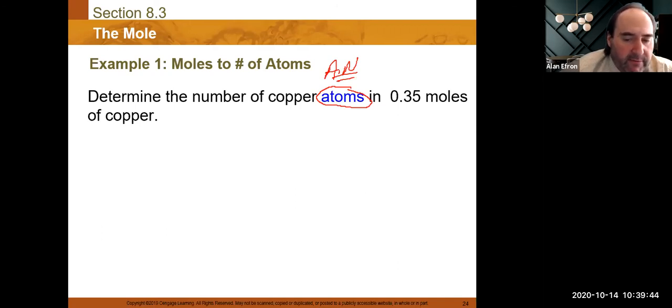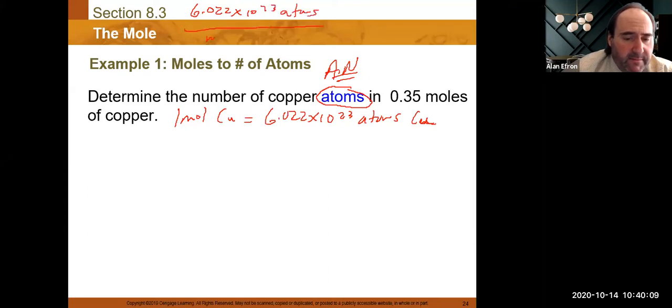We're already given 0.35 moles. In terms of Avogadro's number, we know that 1 mole of copper equals 6.022 times 10 to the 23 atoms of copper. And as we talked about last time, you could write 2 conversion factors for that. You could use the atoms on top and the moles on the bottom, or you could flip it around and put a mole of copper on top and Avogadro's number on the bottom. You treat it like a conversion factor, where opposites will cancel.